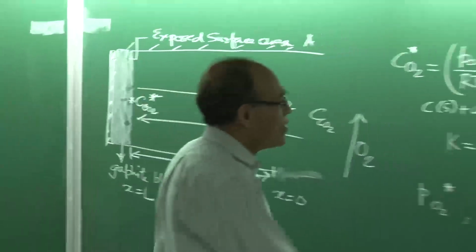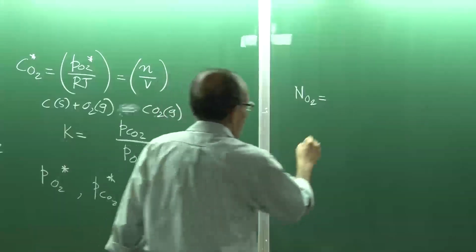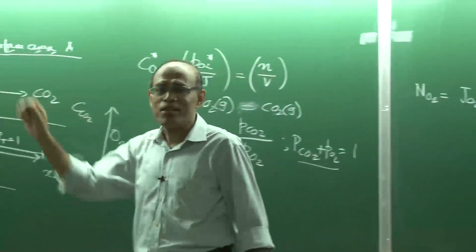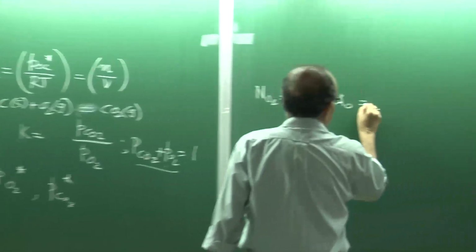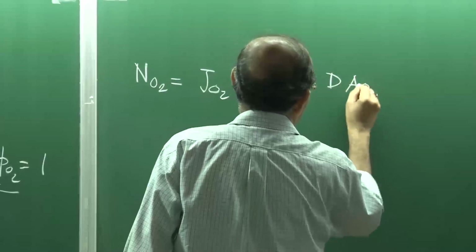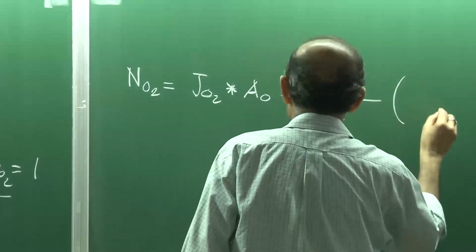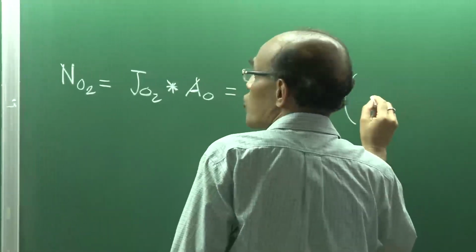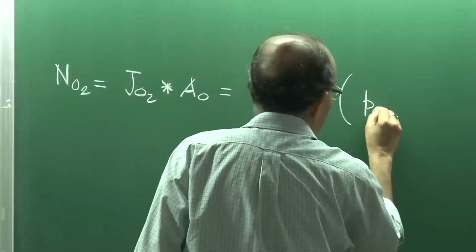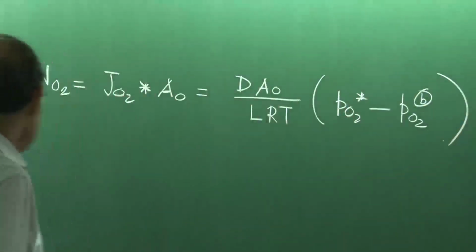So therefore, I would say that the expression of NO2 will be basically JO2 multiplied by the area, and because it's a steady state diffusion case, the JO2 can be given in terms of D, and then we can say that this is equal to D into A divided by L into the concentration, so that is equal to D A over L R T, and then here PO2 star minus PO2, and this is represented by PO2 bulk, which is the partial pressure of O2 at this boundary.